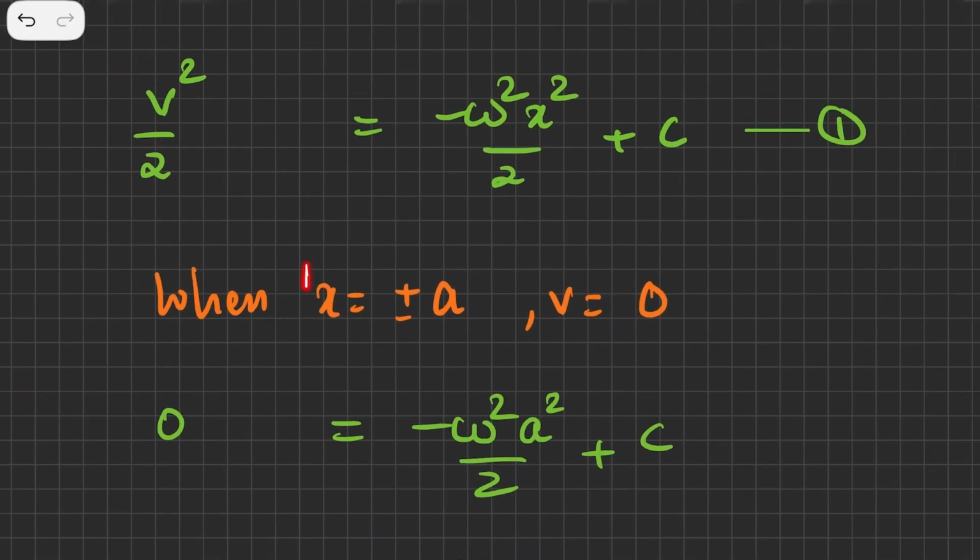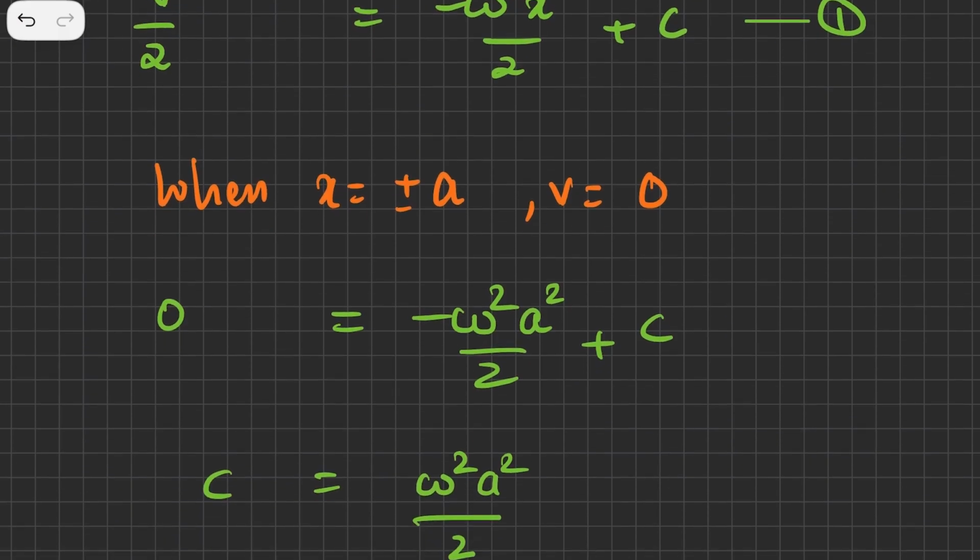That means whenever the value of x is either plus a or minus a, that is the extreme right or extreme left, where this is minus a, this is plus a, and this is 0, then we say that the velocity is 0. Now this is a very logical statement, nowhere does the derivation say that, but you should be able to understand that if x is plus or minus a, velocity is 0.